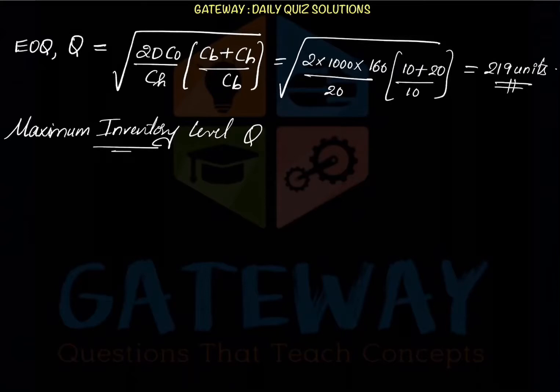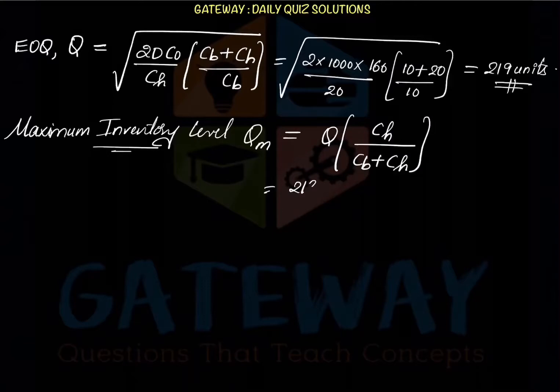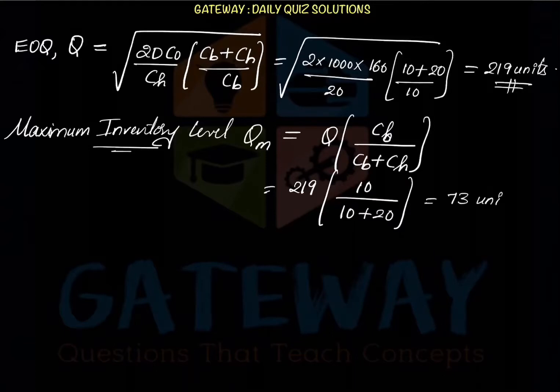Okay, it is denoted by QM, and that is given as Q into CH upon CB plus CH. Okay, and Q we just calculated as 219, into the value of CH that was given in the question, 10, and CB was given, sorry, this is CB upon CB plus CH, and CB is 10 and CH is given as 20, and this comes out to be 73 units. Okay, the maximum inventory level is 73 units.